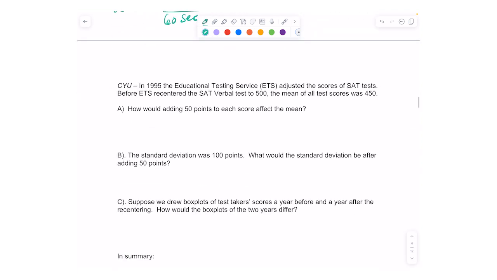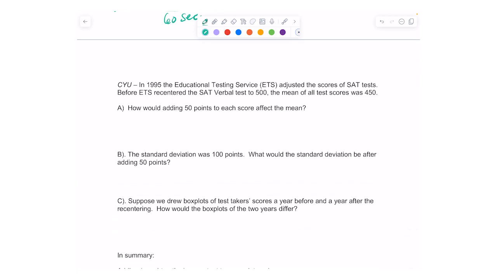Okay, please pause the video and read the problem. And in this problem, I want you to reflect on what's happening when you add points or add values to a set of data values. What happens to the mean and what happens to the standard deviation? Okay, and kind of visualize what box plots would look like there and how they would be different and the same. In 1995, the Educational Testing Service, ETS, adjusted the scores of SAT tests. Before ETS recentered the SAT verbal test to 500, the mean of all test scores was 450. So how would adding 50 points to each score affect the mean?